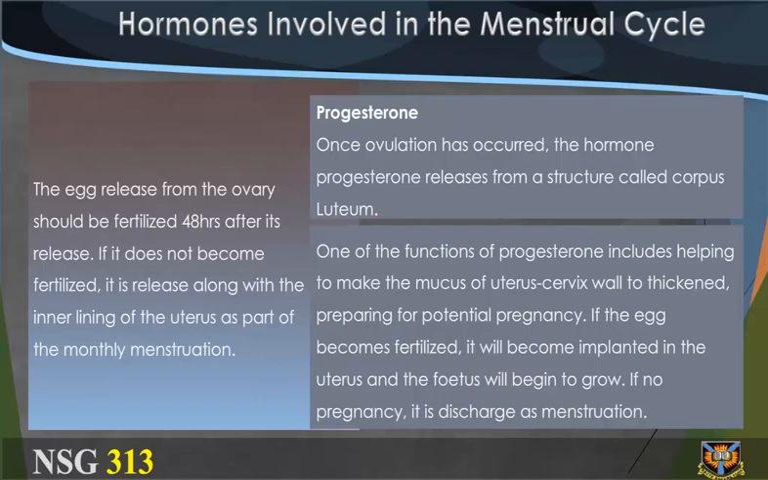monthly menstruation. Progesterone. Once ovulation has occurred, the hormone progesterone is released from a structure called the corpus luteum. One of the functions of progesterone includes helping to thicken the mucus of the uterine cervix wall, preparing for potential pregnancy. If the egg becomes fertilized, it will become implanted in the uterus and the fetus will begin to grow. If no pregnancy, it is discharged as menstruation.